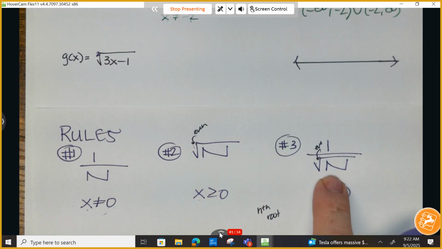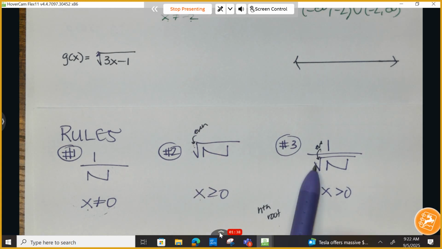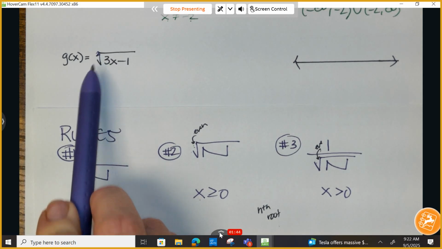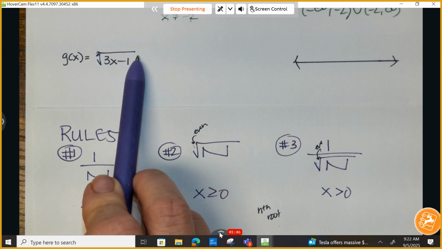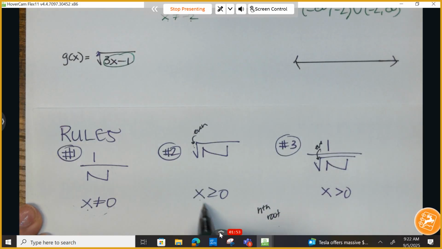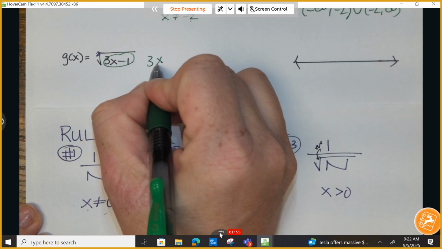Rule 2 and Rule 3 only apply when this nth root is even. It only applies when this nth root is even. So you're looking up here, you don't see an nth root, it's really a hidden 2. I'm seeing this radical in the numerator, and again, the nth root is even, so I'm going to apply rule number 2. Rule number 2 says this quantity must be greater than or equal to 0.